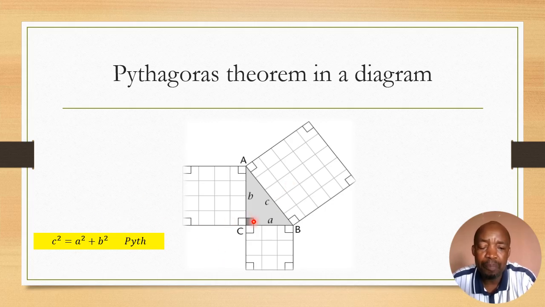Now be careful. The labels are now different. That side is labeled as small c, and it is the hypotenuse. This one is small a and that one is small b. In this case, small c squared, which is the hypotenuse, is equal to small a squared plus small b squared.